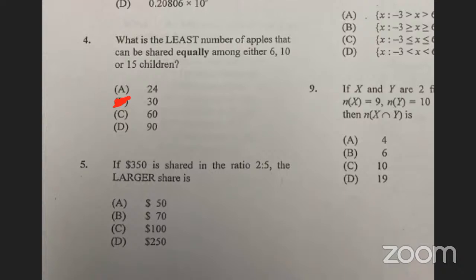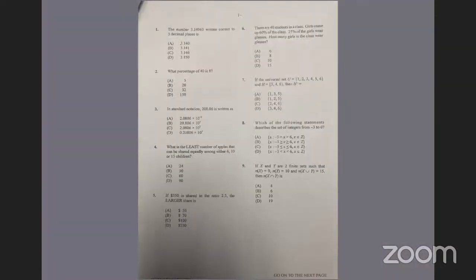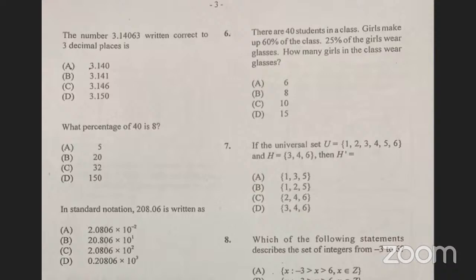If 350 is shared 2 to 5, the largest share, that'll be 5/7 of the whole thing. So most of these numbers are easy to handle, right? So that's 50. 350, 5 by 50, that is 250. All right. So that's C, 250. Right, you'll recognize how much sets it have here, right?